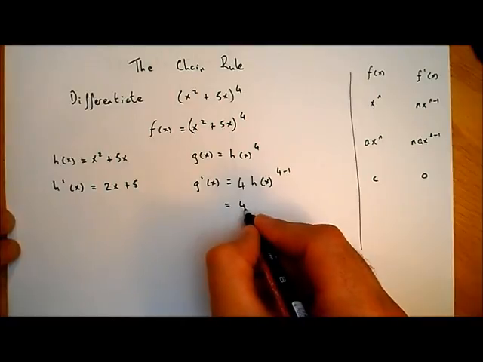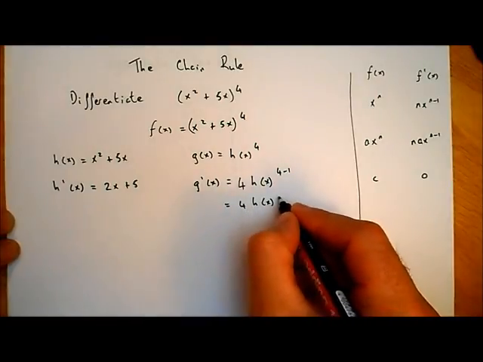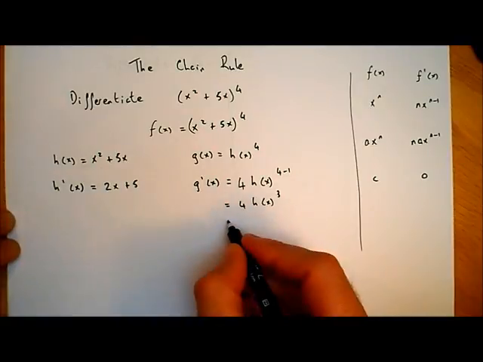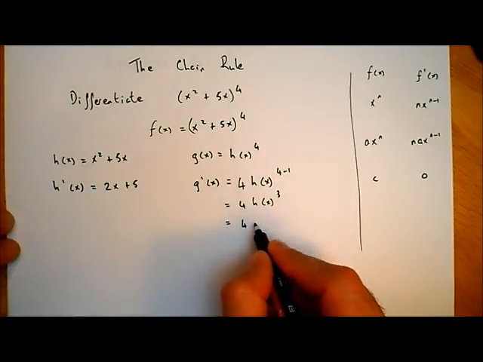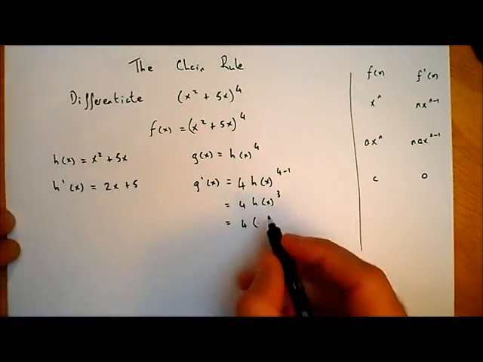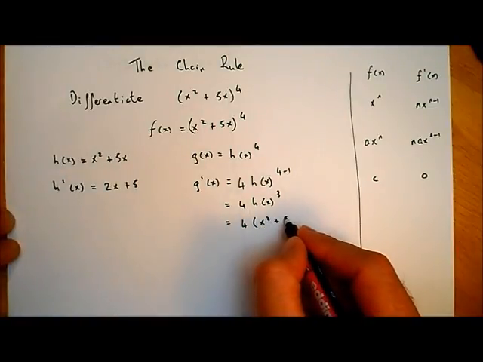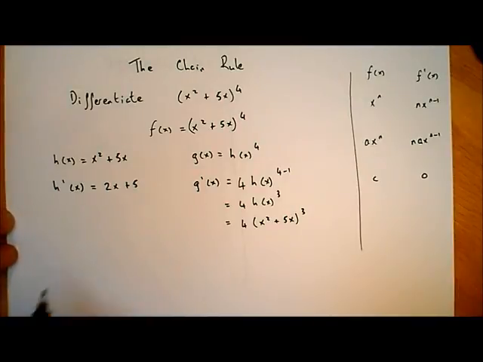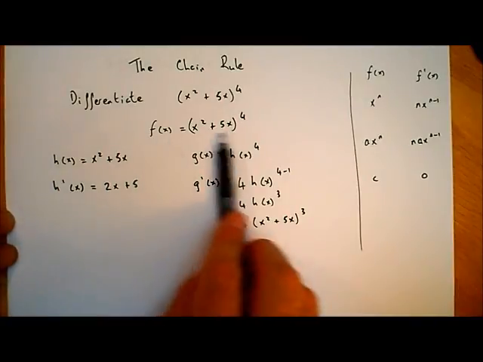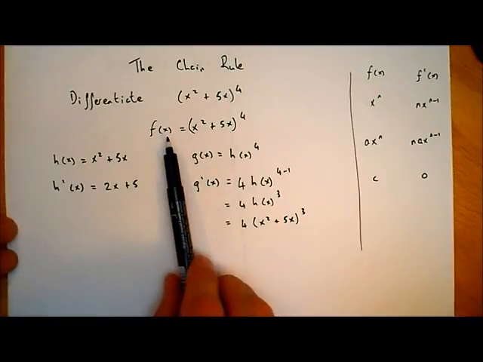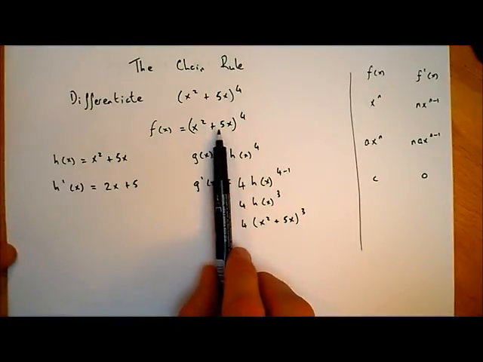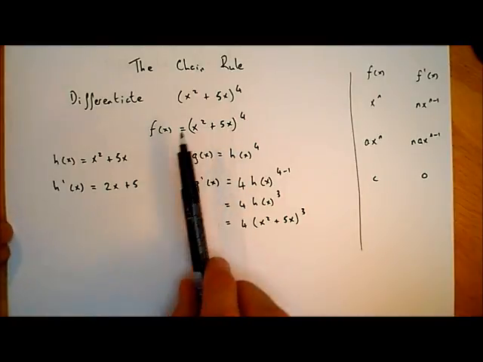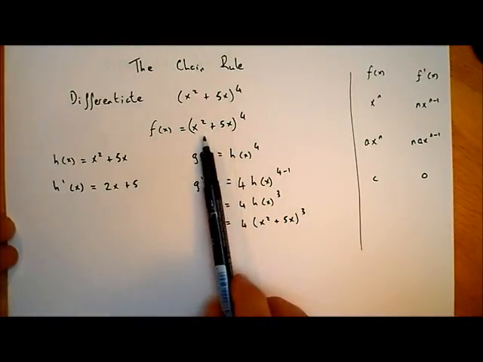I can tidy that up. I get 4 times h of x to the power of 3. But h of x is this part over here, so now I can fill it in. So I get 4 times, instead of writing h of x, now I can write x squared plus 5x all to the power of 3. Now in order to find f dash of x, which is what we really want to find, remember we started off with f of x is equal to x squared plus 5x all to the power of 4. So we want to differentiate that. What I did is I split this up into two functions.